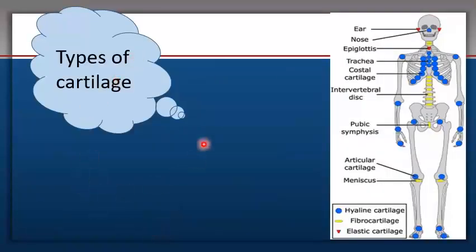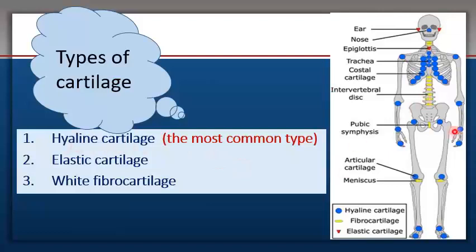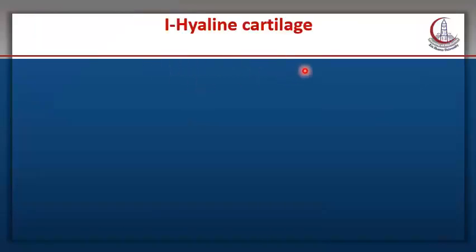We have different types of cartilage. Regarding this figure, we have three different types of cartilage. The most common type is hyaline cartilage, which is marked by blue color. This is the site of hyaline cartilage. We have also elastic cartilage and white fibrocartilage. The most common type is hyaline cartilage, so we will begin with the hyaline cartilage.